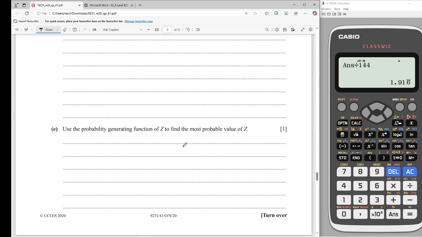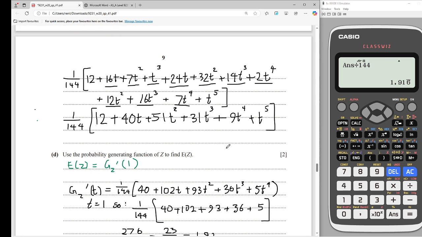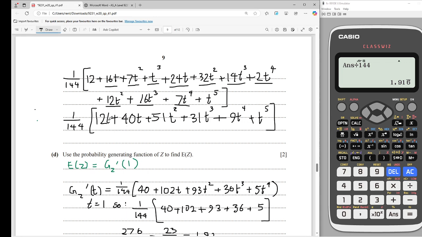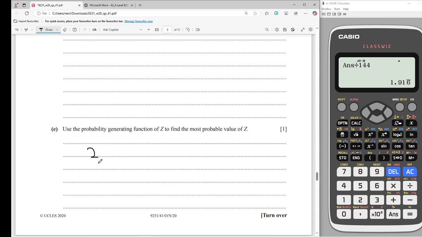Finally, find the most probable value of z. So using the PGF right here, to find the most probable value of z, we have to look at the highest coefficient over here. Let's assume that this is t to the power 0 as well. What is the highest coefficient of all these? It's going to be the 51 right here. 51 is tied to t to the power 2, which means our most probable value would be 2. So we can just write 2.